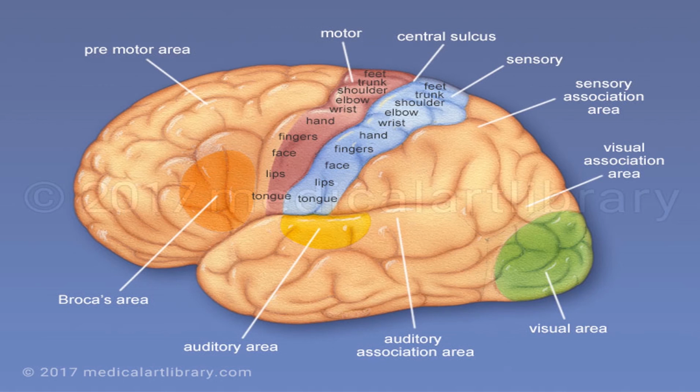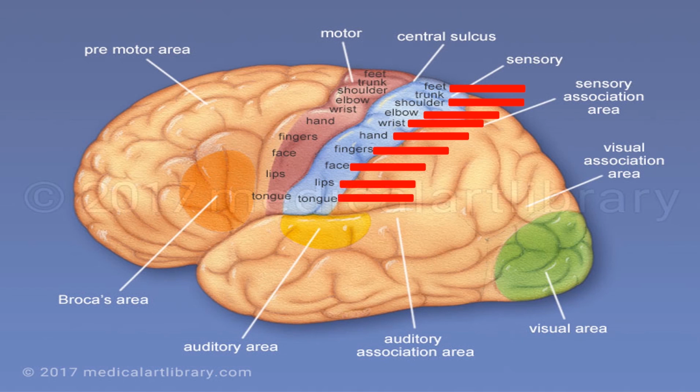If we look at the post-central gyrus, we can see that here we feel our feet, then the trunk, shoulder, elbow, wrist, hand, fingers. Area for the fingers is a large one, the face and the lips, and then the tongue.